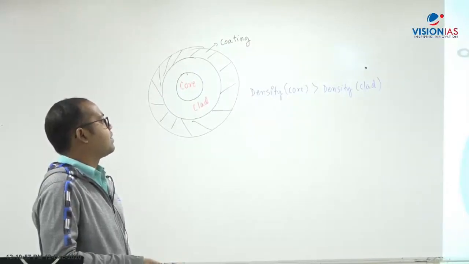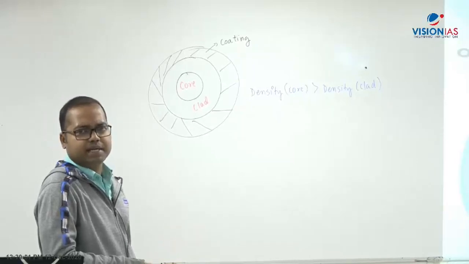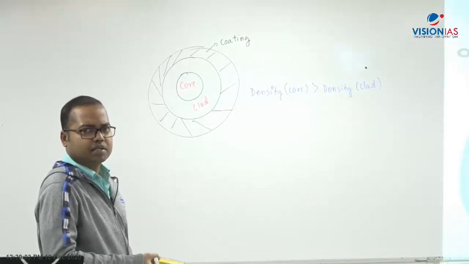Niharika is asking, sir, when light passes from air to glass, only wavelength is affected. Yes, wavelength and speed. Frequency remains unchanged.